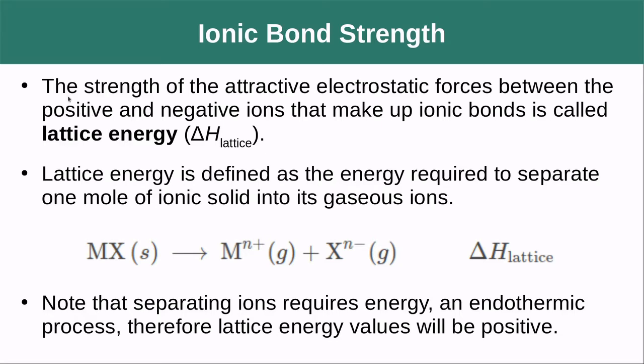Ionic bonding. So we know that ionic solids are made out of different ions that are held together in a lattice. So the energy that's holding that lattice together is called the lattice energy. Note that separating the ions requires energy, an endothermic process. Therefore, lattice energy values will be positive. So we're going to expect positive values for this.